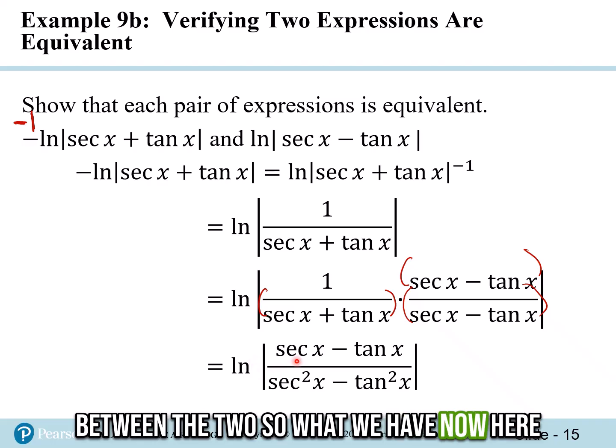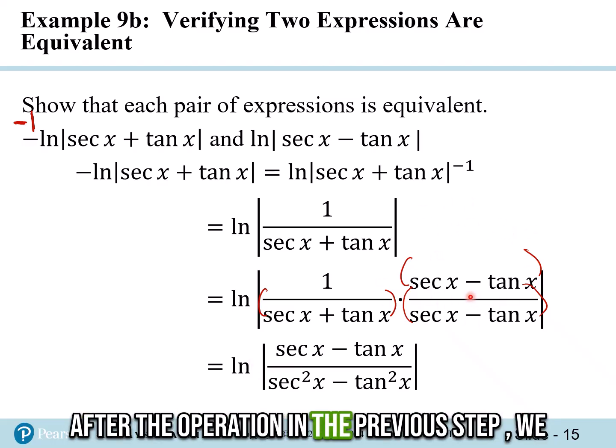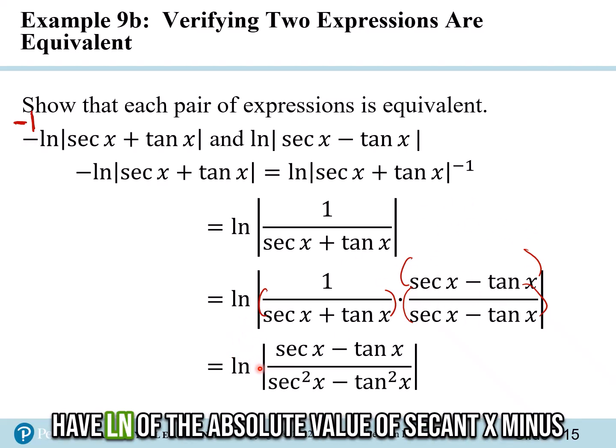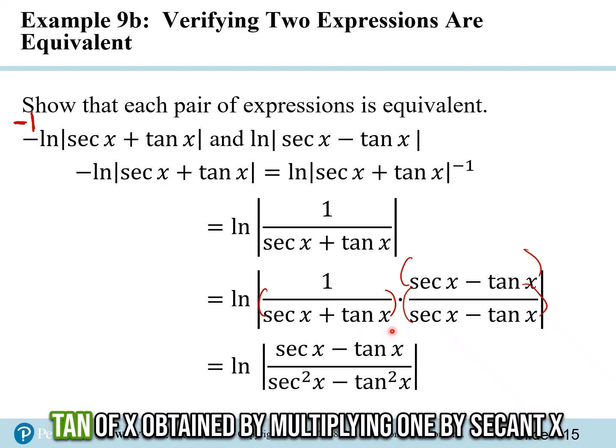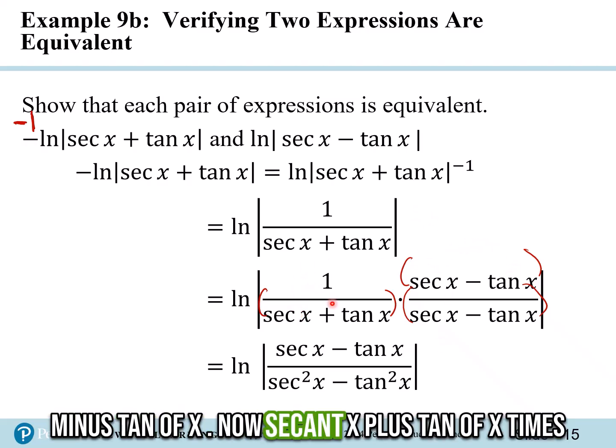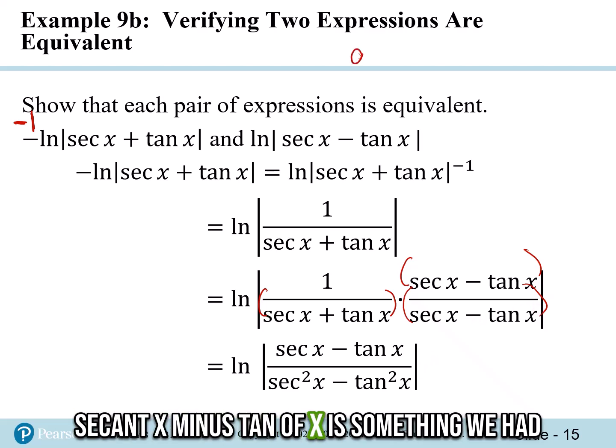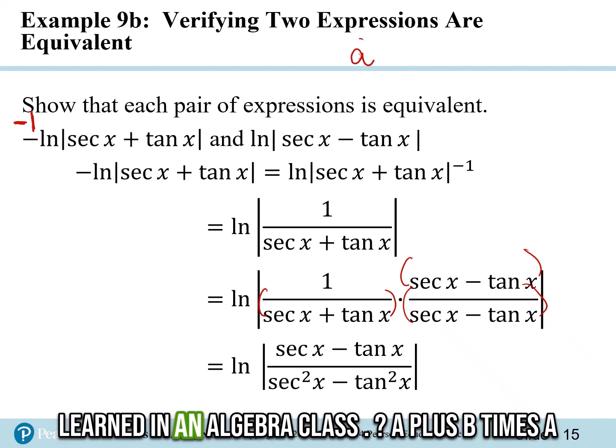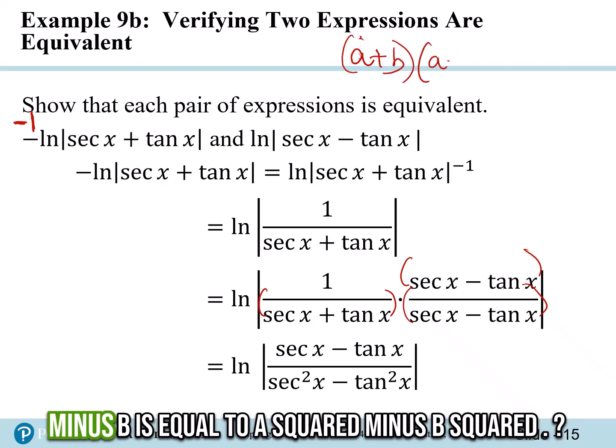So what we have now, after the operation in the previous step, is ln of the absolute value of secant x minus tan of x, obtained by multiplying 1 by secant x minus tan of x. Now, secant x plus tan of x times secant x minus tan of x is something we learnt in an algebra class: (a plus b) times (a minus b) is equal to a squared minus b squared.